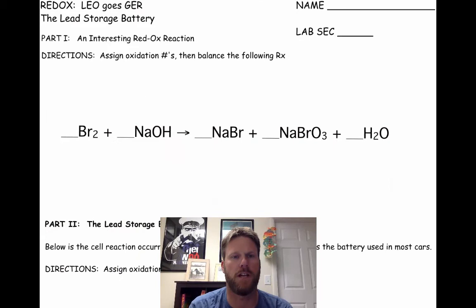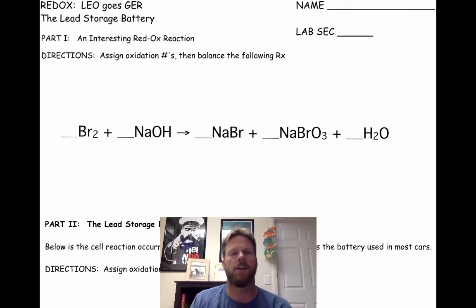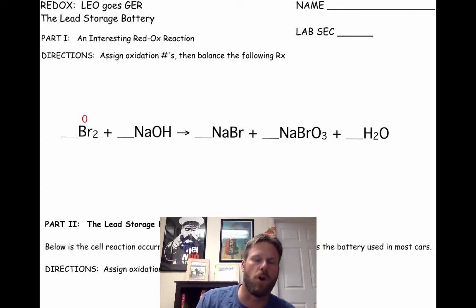Before we talk about the lead storage battery, let's look at this unique oxidation reduction reaction. We'll start by assigning oxidation numbers. Br2 is bromine in its elemental state, so it has an oxidation number of 0.